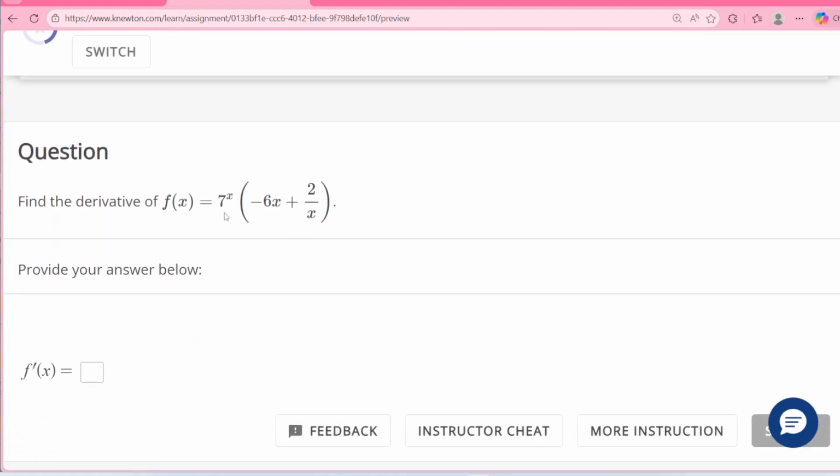All right, so here's another one where I'd go through the product rule, right? One of the factors is 7 to the x power, an exponential function. And the other one I can rewrite, I'm going to rewrite 2 over x as 2 times x to the -1. But still, this is going to be another product rule thing.